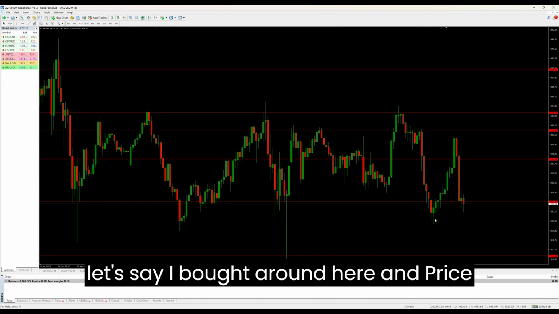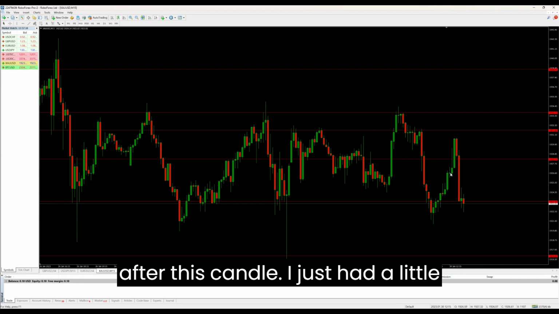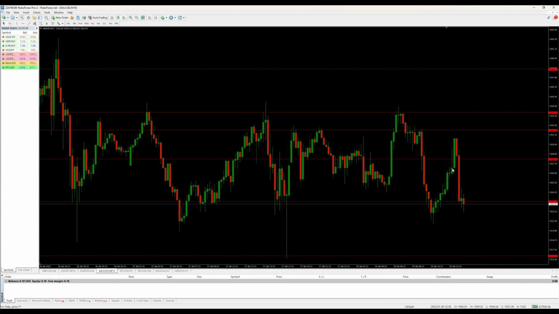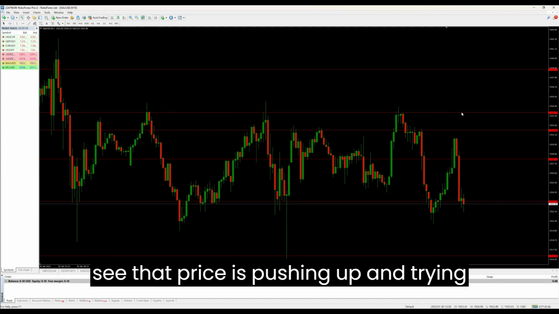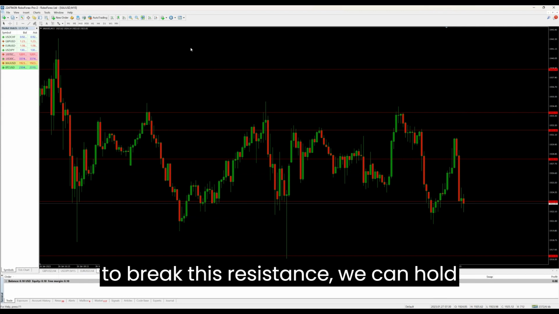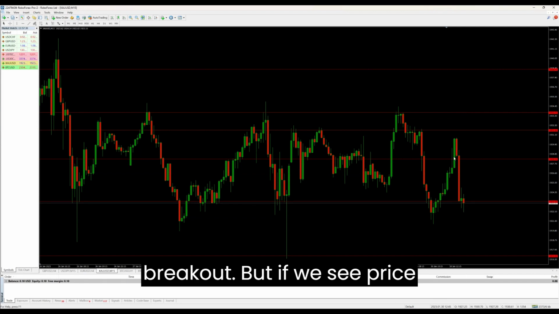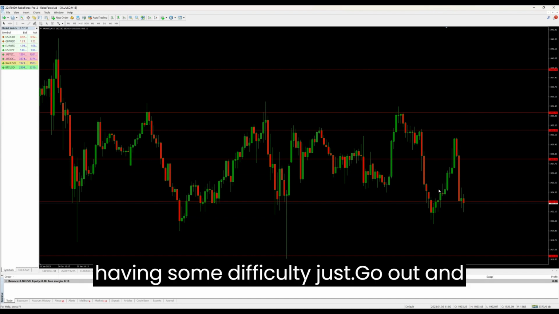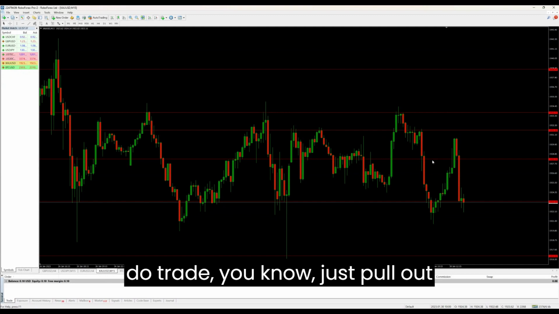And then let's say I bought around here and price was moving up. I saw that there was some, after this candle, I just had a little bit for this and I went out. So if we see that price is pushing up and trying to break this resistance, we can hold and hope to go to 1950 and maybe a breakout. But if we see price having some difficulty, just go out of the trade, just pull out.